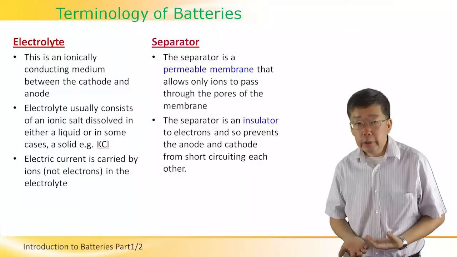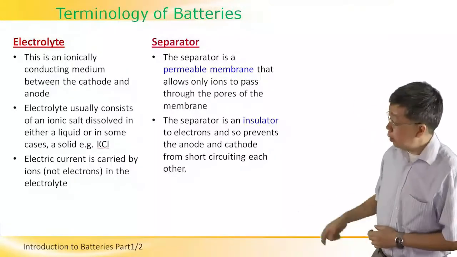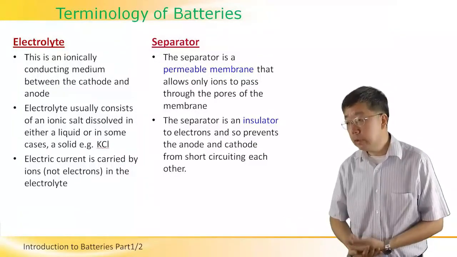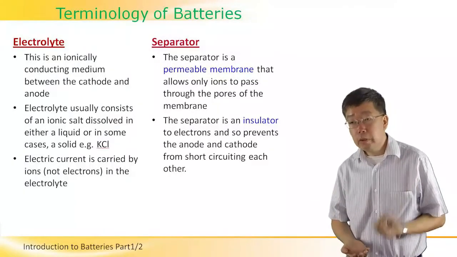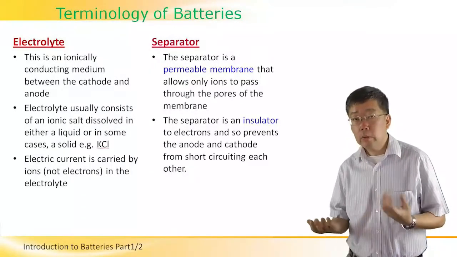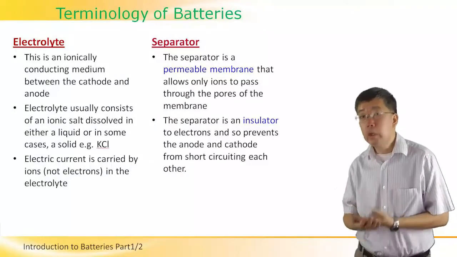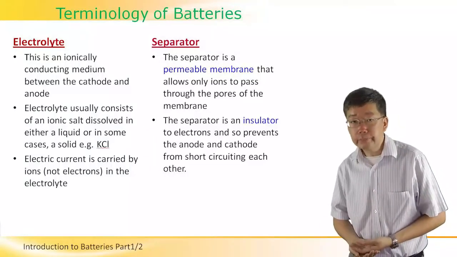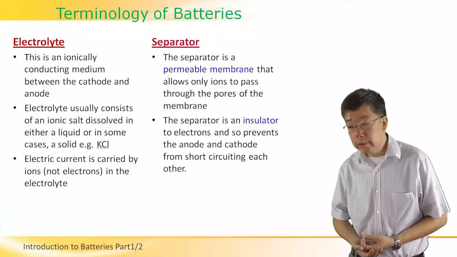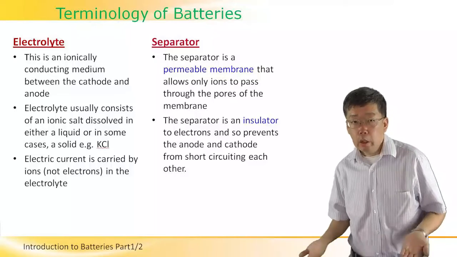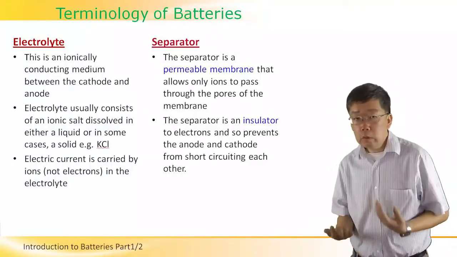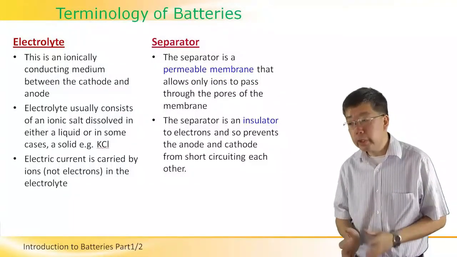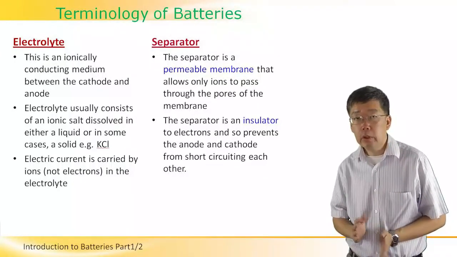There are various ways to do this, but usually what we do is we take a salt, such as potassium chloride, could even be sodium chloride, which contains positive and negative ions. So in potassium chloride, the potassium will be the positive ions, and the chloride ions will be the negative ions. And you dissolve this salt in a solvent, right, a liquid, and what you will get is an ionically conducting electrolyte. And this must be present between the cathode and the anode.